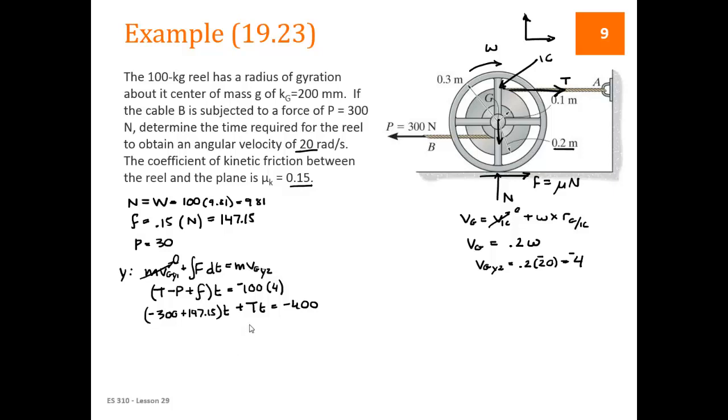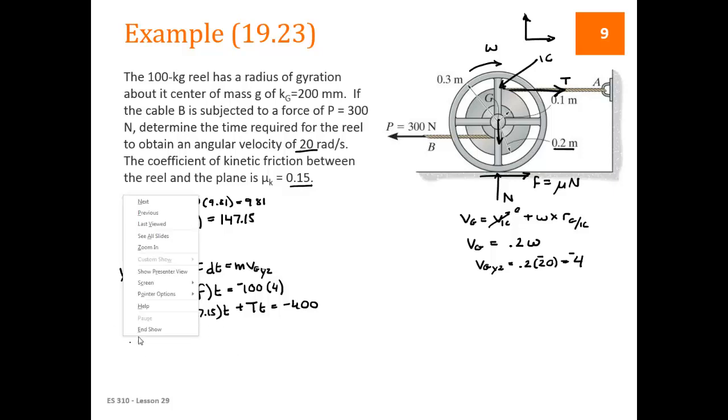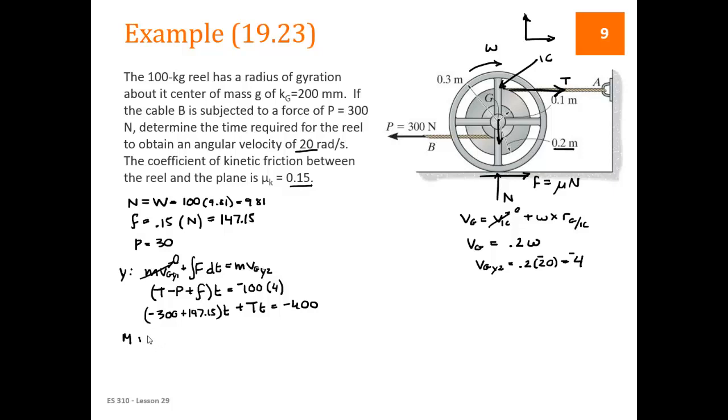All right, so then let's look at the moment equation. If we look at the moment equations around G, we're going to have IG times omega 1, which is 0 because it started at rest, plus the integral of all the moments, dt, is equal to IG omega 2. IG, something else we can find, initially this is 0.2 meters up here, so that's the mass times 0.2 squared, which is equal to 4.